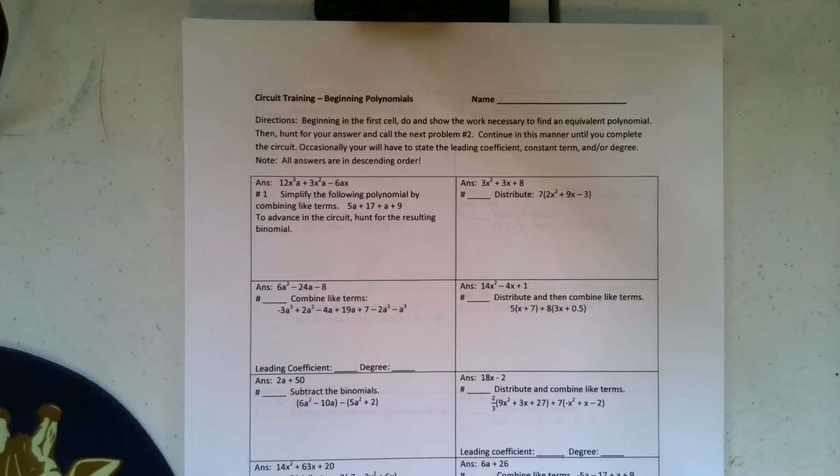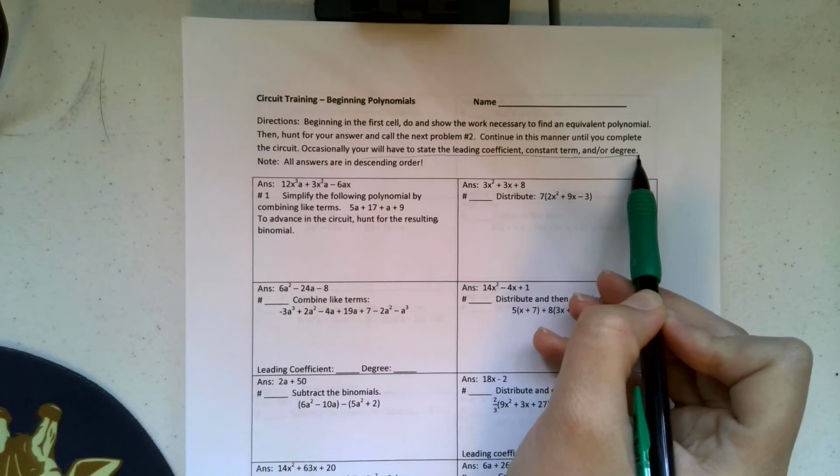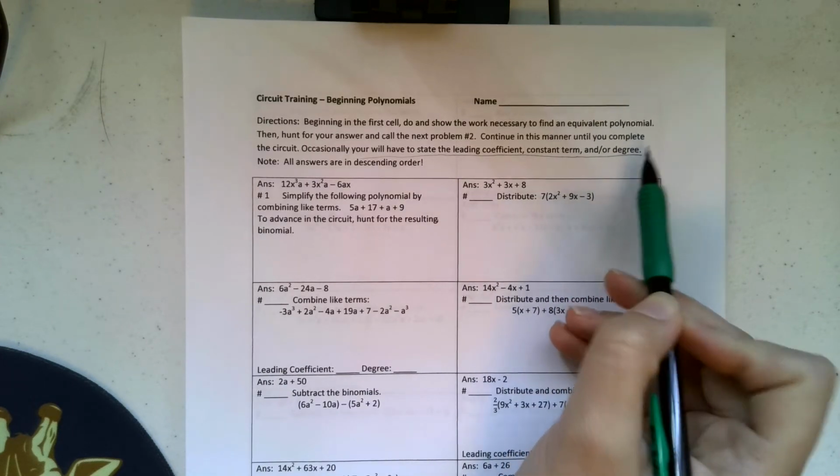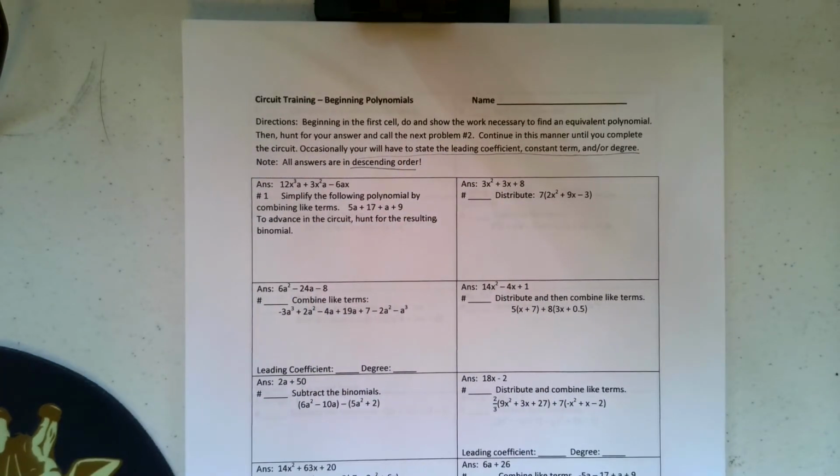The one thing I will say is you need to pay attention to what the directions are asking you for, because occasionally you'll have to state the leading coefficient, constant term, or degree. So we have to remember what those are. Remember, standard form must be put in descending order. Okay? Always true about a polynomial.